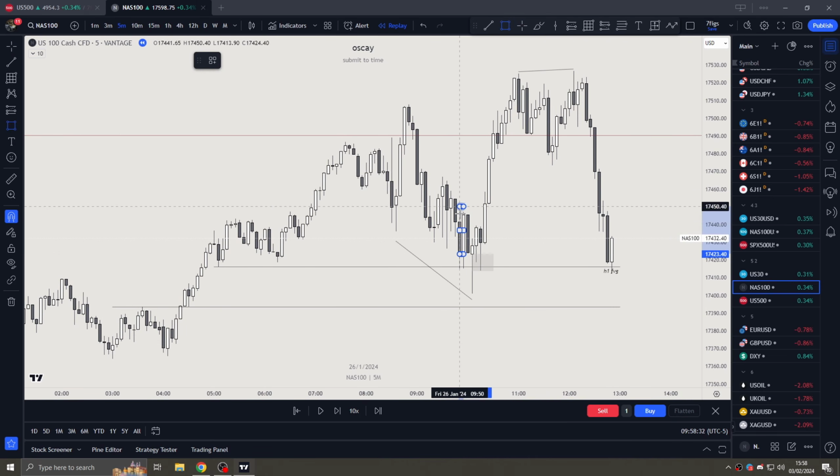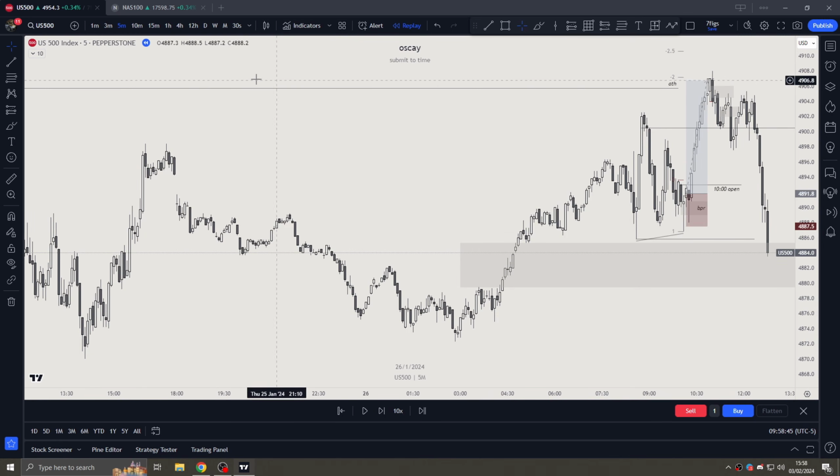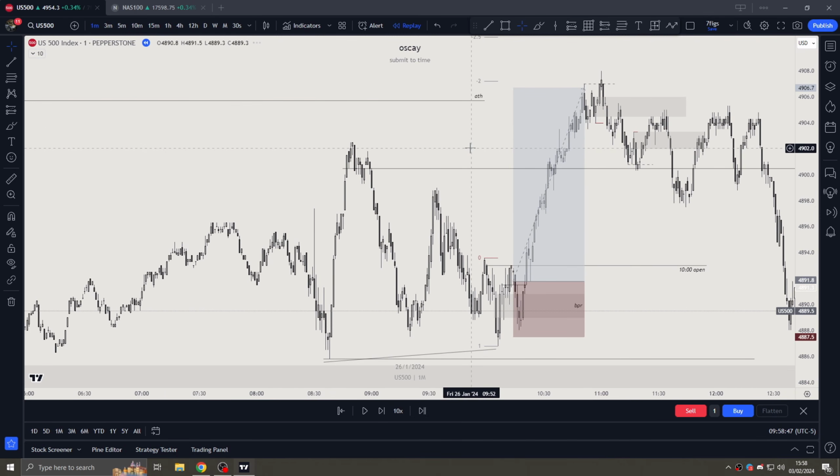Even when I saw us closing above this block here, I was like, yeah, this would be, in my eyes, the 5-minute breaker. If not, this would be. But yeah, this is how I manage it. That's how easy I manage it. Just a beautiful trade in my eyes.